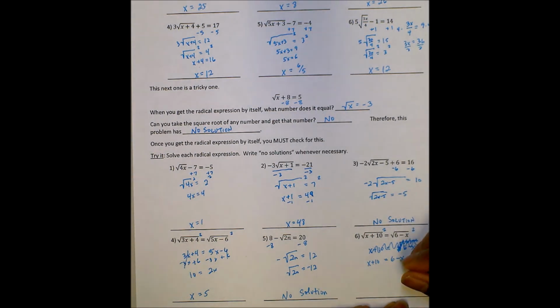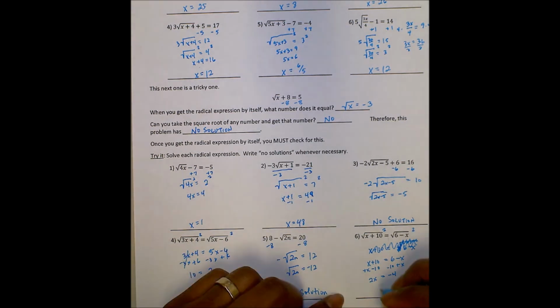Get the x's together, so I'm going to add x to both sides here. And because I know my x's are going to be there, I'm going to subtract 10 from both sides. So I get 2x equals negative 4. Now, is it okay for 2x to equal negative 4? Yes, there's no radical here. Remember, our radicals can't equal negative numbers, but our variables can. It works out that way. Divide by 2, we get x equals negative 2.